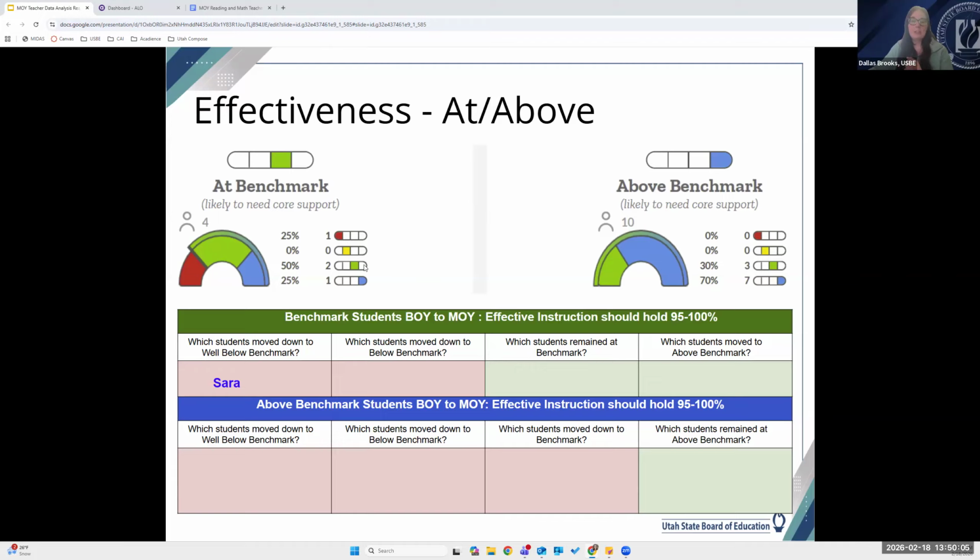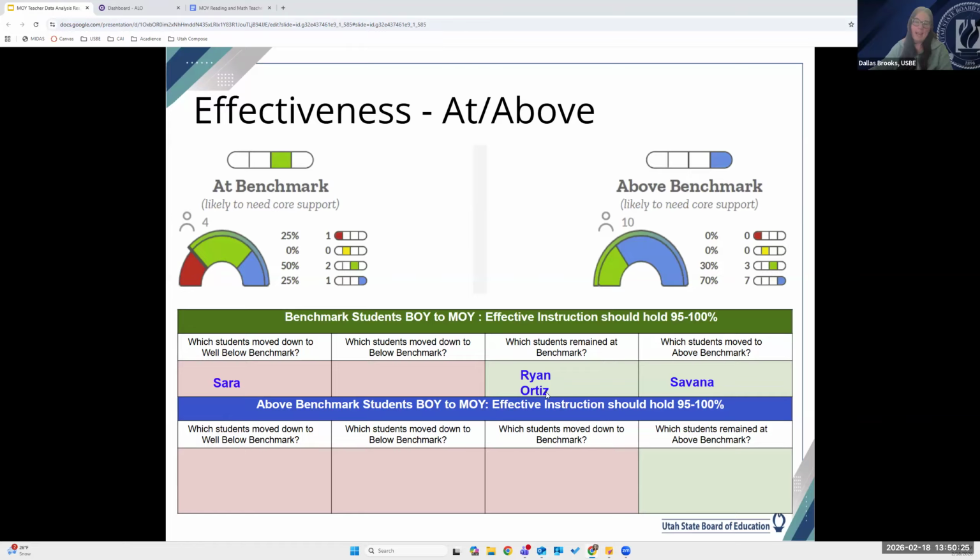And then I'm going to track my other students just to make sure that they're staying where they're at. Remember, those at and above students really should be staying at least where they're at or moving up. So I had 2 students who stayed green, and I had 1 student who moved up to blue. So Savannah here, she moved up to blue.